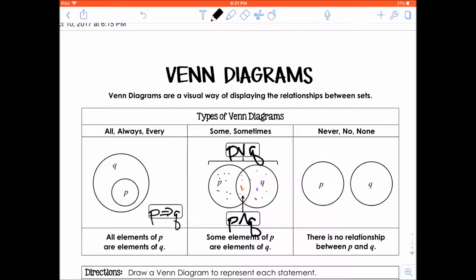So the V, this V, we're going to write it here. This V, I don't like yellow. That's too hard to read. This V here, this means or. And this upside down V, this means and.